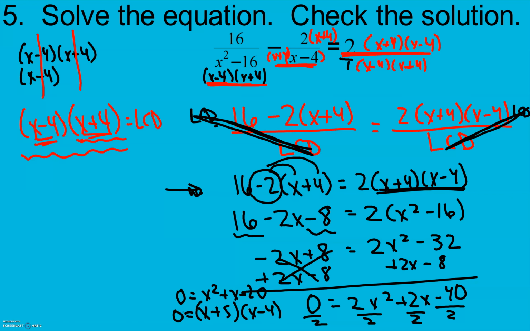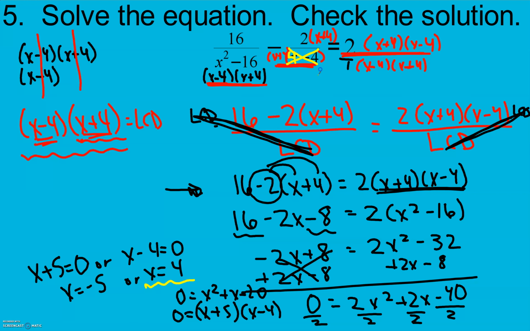Zero product property says the only way that works is if our factors are equal to 0, so x plus 5 equals 0, or x minus 4 equals 0, which means x could be negative 5, or x could be 4. Here we need to check our solutions though, because if I plug 4 into my original problem, I get division by 0. We can't have that, so x equals negative 5 is my solution.